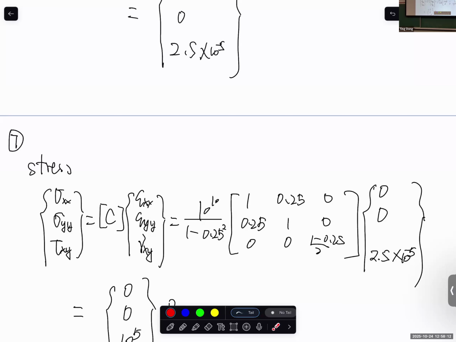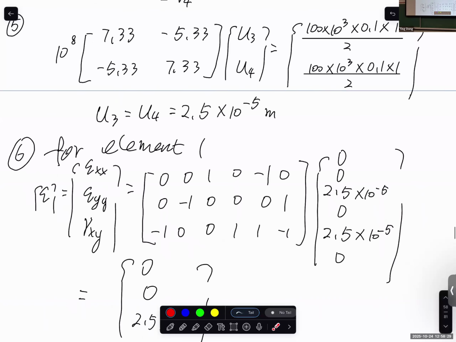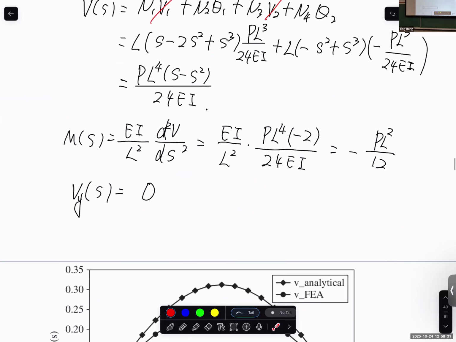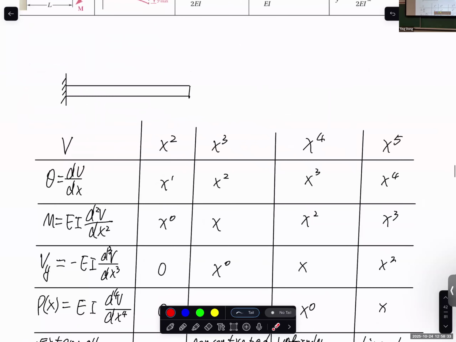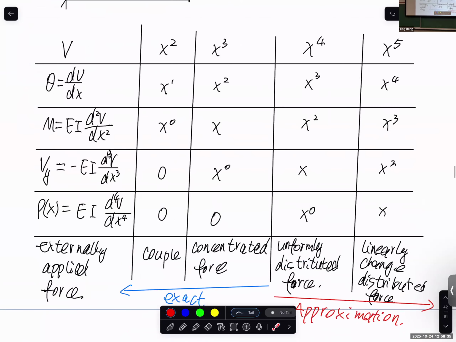So the first answer is approximation or accurate. Approximation. Why? Because they're distributed force. I think you remember the thing in the Beam chapter, right? Yeah. So in the Beam chapter, we did this. We had this table.